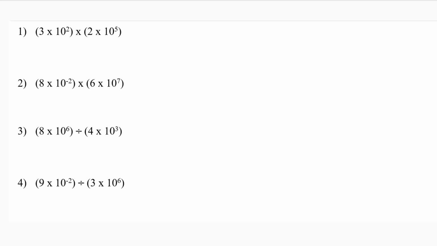Now we've got 4 practice questions here. Please pause the video and have a go at them, and we will mark them together once you're done. Looking at the first question, we are multiplying. So first, let's go ahead and put the coefficients and the powers of 10 together. This gives us 6 multiplied by 10 to the power of 7. A is between 1 and 10, so this is our final answer.